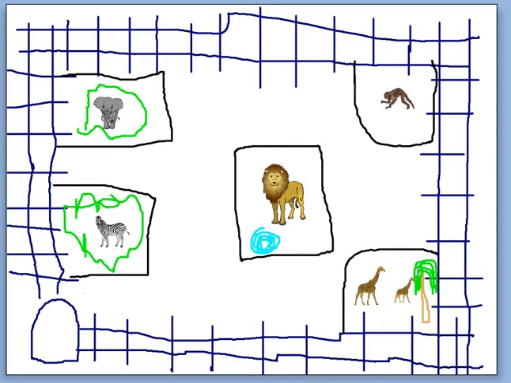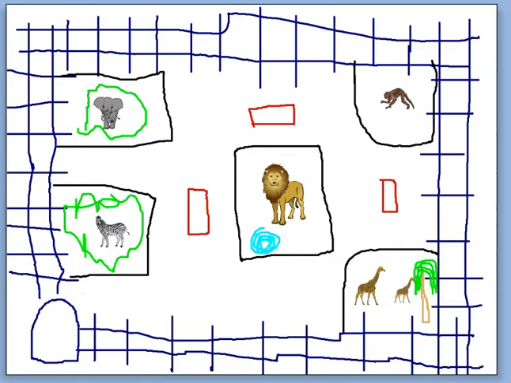And for the people who come to visit the zoo, what if they get tired? What do you think they need? Oh, yeah, they need some benches to sit on. So maybe I will put some benches right here for people to sit on, and they can go look at the animals. That's a good idea. Definitely some benches.